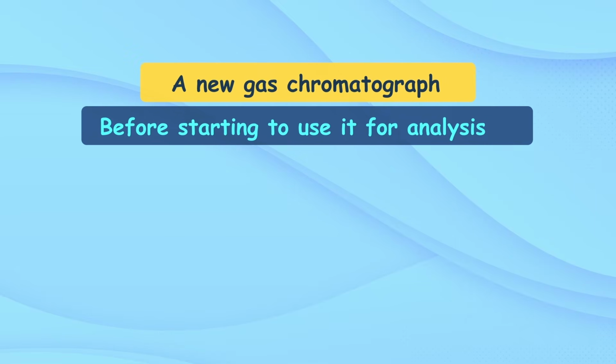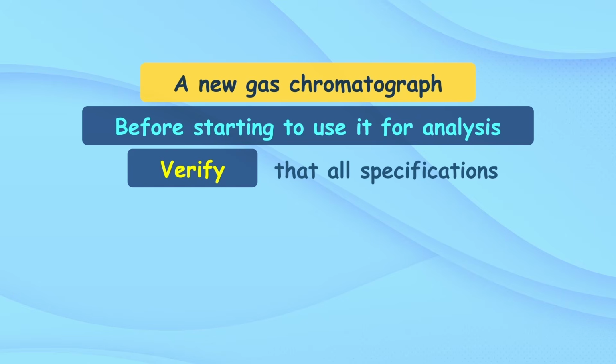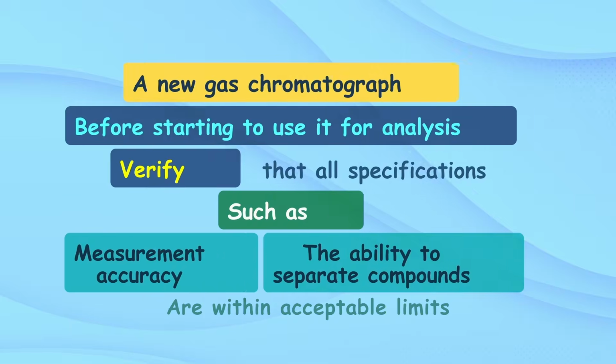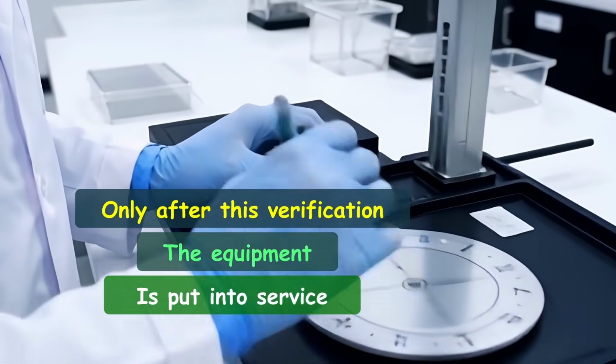Suppose a laboratory acquires a new gas chromatograph. Before starting to use it for analysis, the technical staff must verify that all specifications, such as measurement accuracy and the ability to separate compounds, are within acceptable limits. Only after this verification, the equipment is put into service.